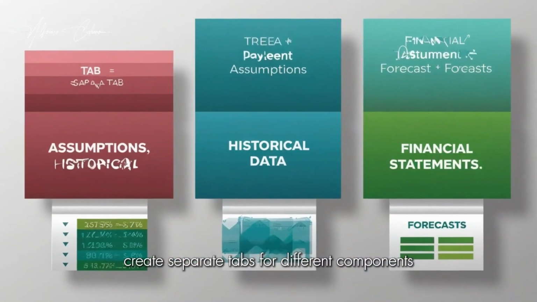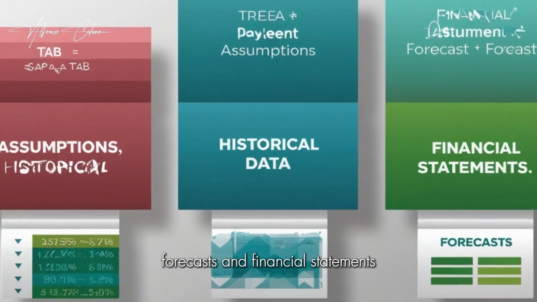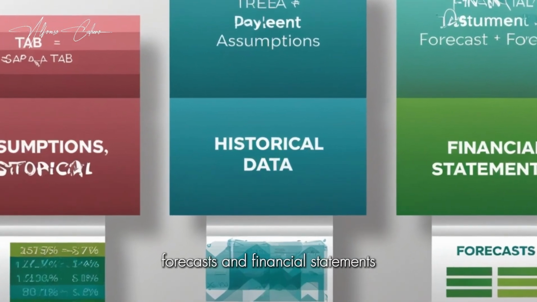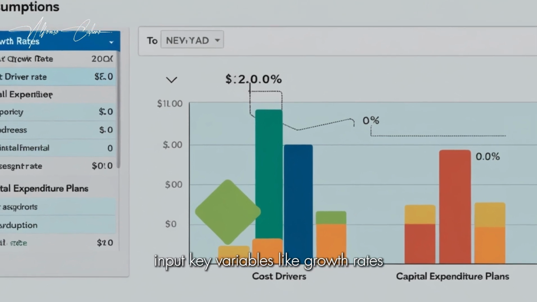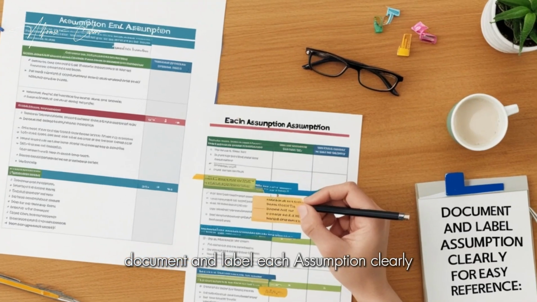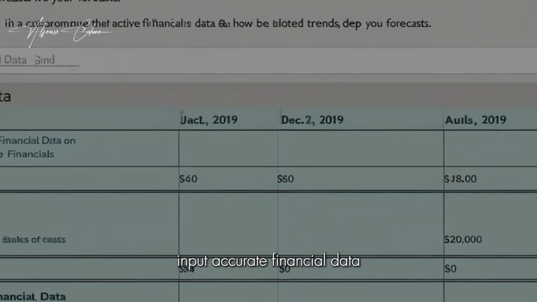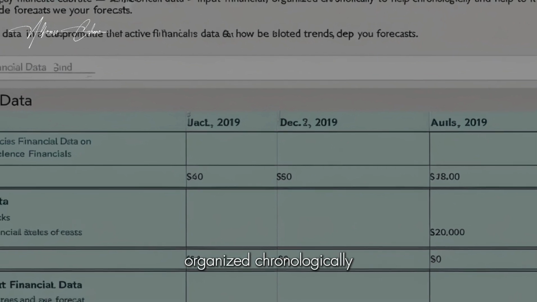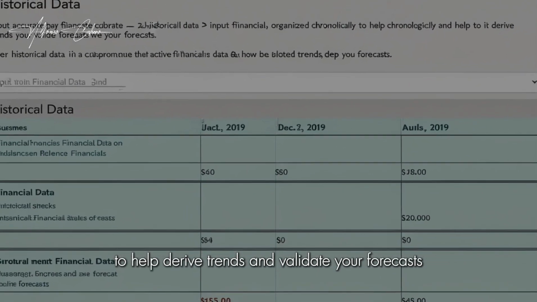Create separate tabs for different components: assumptions, historical data, forecasts, and financial statements. In the Assumptions tab, input key variables like growth rates, cost drivers, and capital expenditure plans. Document and label each assumption clearly for easy reference. In the Historical Data tab, input accurate financial data, organized chronologically, to help derive trends and validate your forecasts.